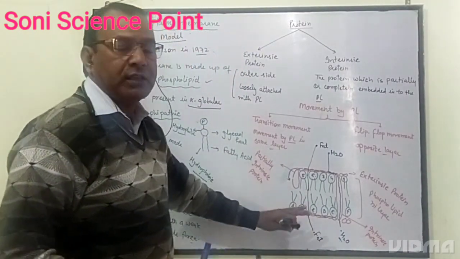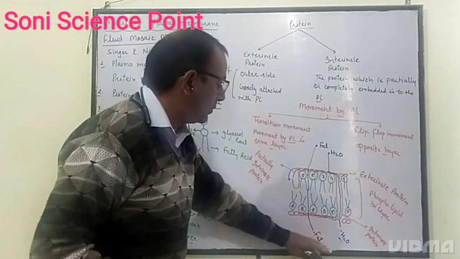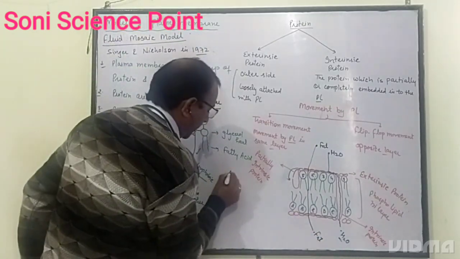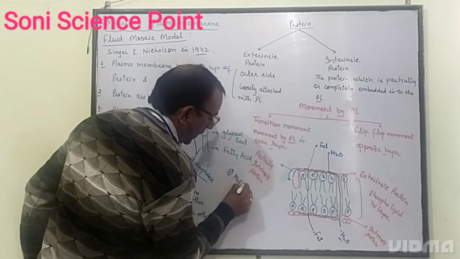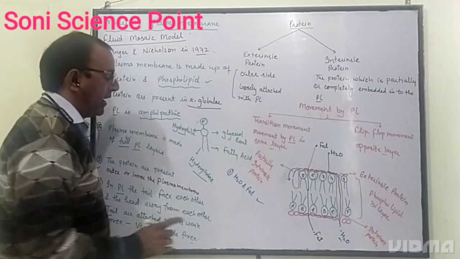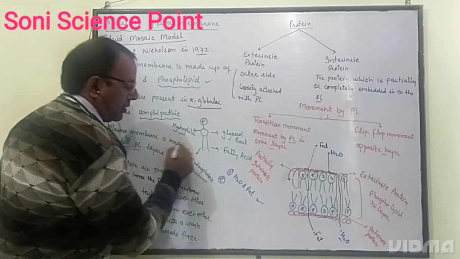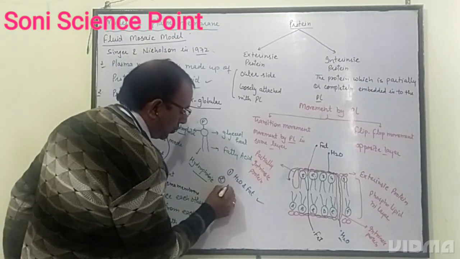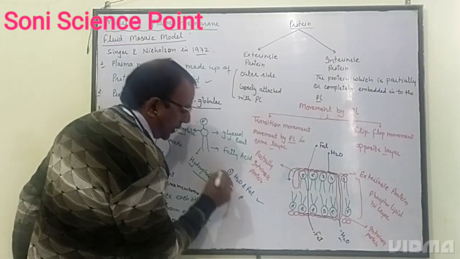The first property was matched with the plasma membrane. It passes fatty acids, fat molecules and water molecules. This was the first property. Water and fat pass. This matches the plasma membrane property. Second one, variable ratio of phospholipid and protein.